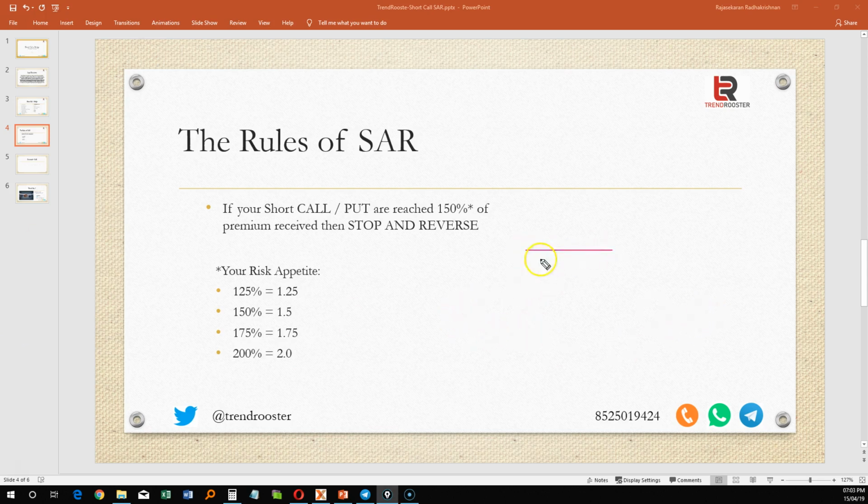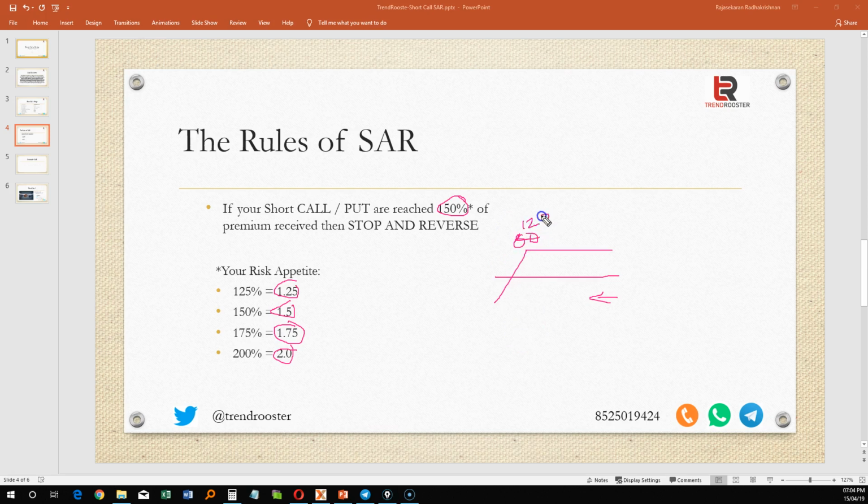Another example is a put. So this is your short put. You received maybe 80 rupees of premium. The market is going down, and what you have to do depends on your risk factor. It could be a 1.5 factor or 1.75 or 2 or 1.25, depending on your risk factor. I've given the example of 1.5. So 1.5 times means it's 120 rupees. The moment the premium of the short put reaches 120 rupees, this will become 120, right?